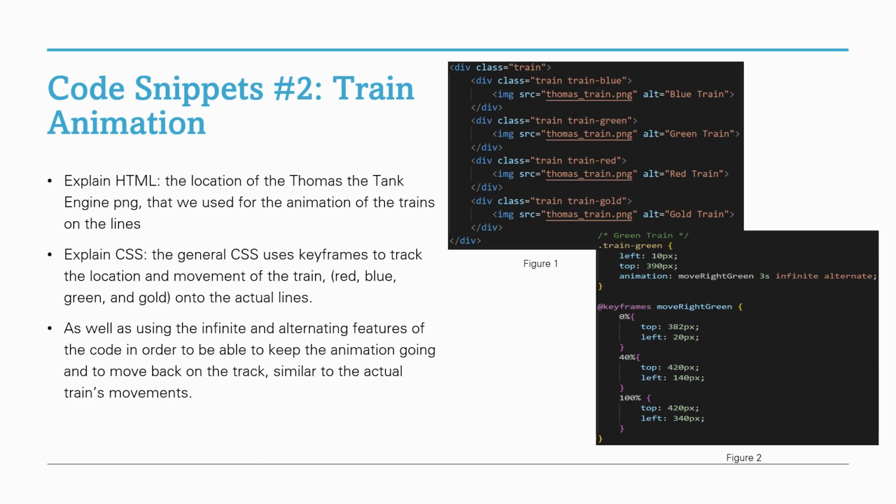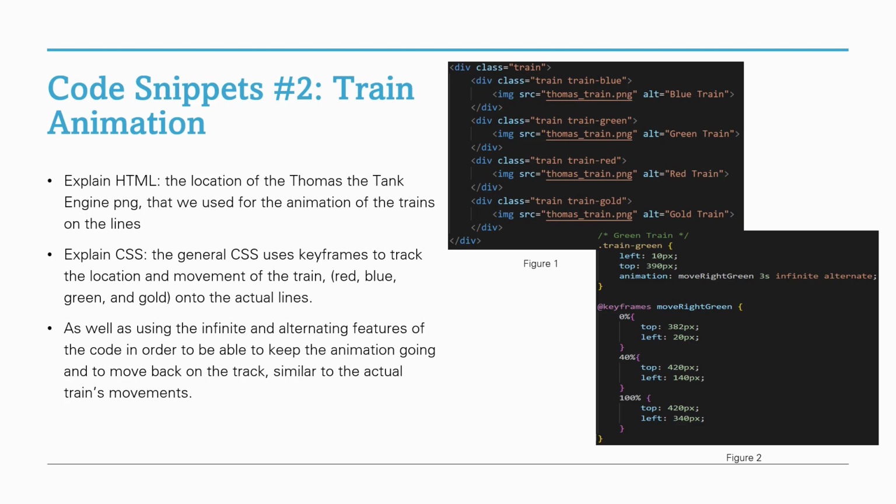Code snippet number 2, train animation. Here we use both HTML and CSS combined in order to try to animate the trains that you see on the home page. When you look as the page loads, you'll see that the trains start to move on each individual line. This is done by using keyframes as seen on the bottom example. You can see the CSS side of the move right green line, which will show the train. You can see its starting position, its position at 40%, and its position at 100%.